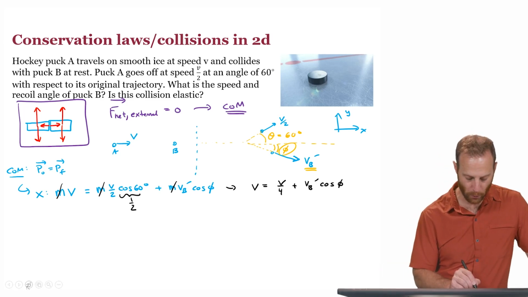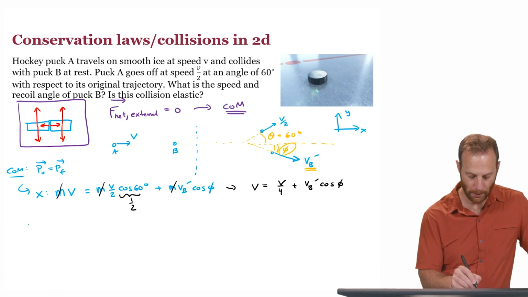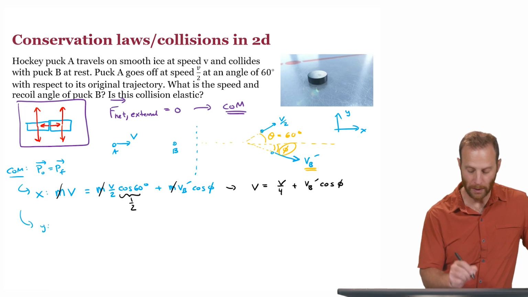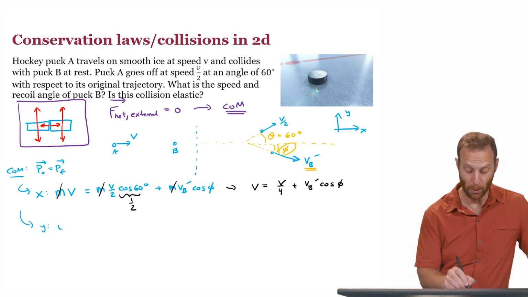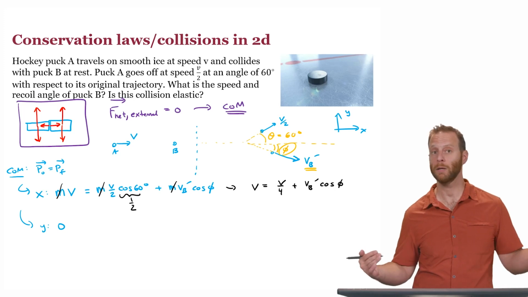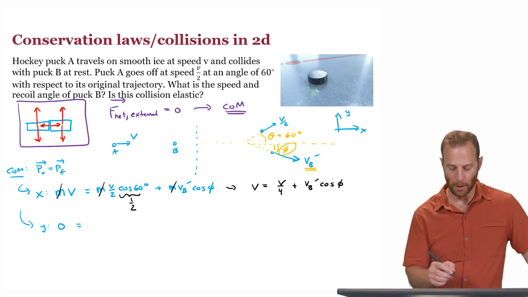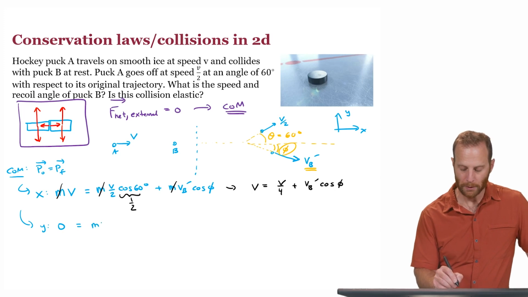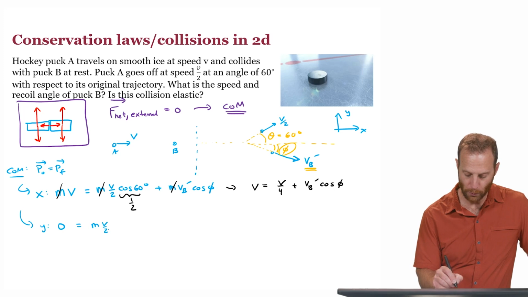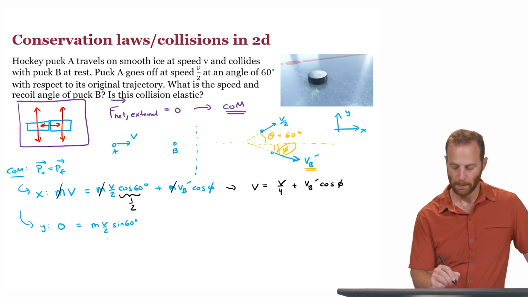In the y direction, we'll have a similar idea. The initial y momentum is 0. And that's because initially the puck is only moving in the x direction. Afterwards, as we've drawn it, the y momentum of puck A is mv/2 times the sine of 60 degrees.